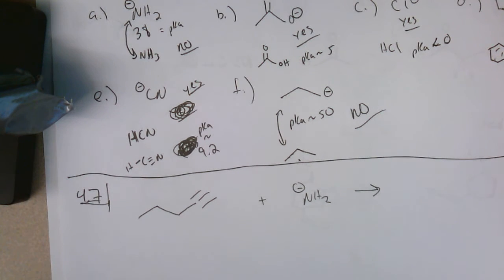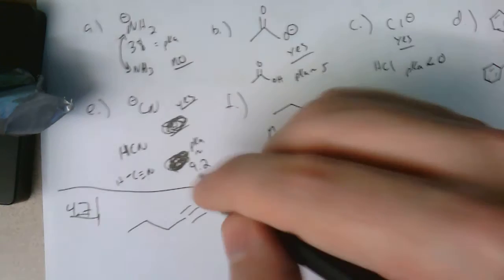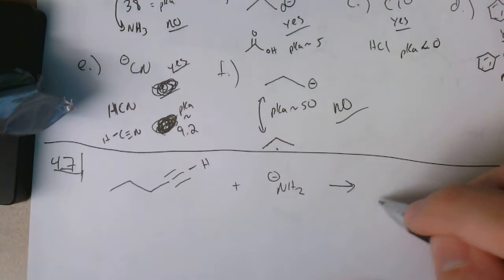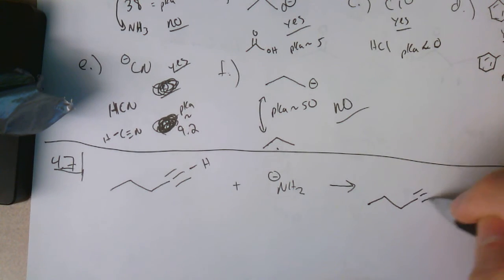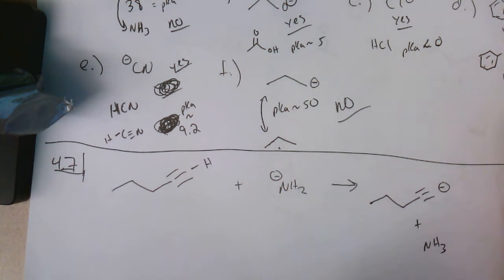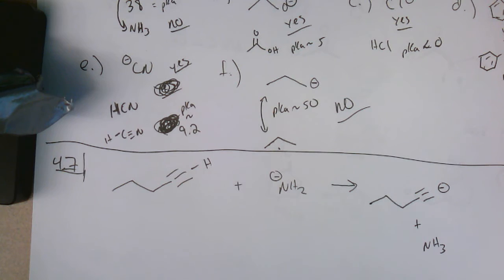Okay, next one, which is number 47, says draw the products of this reaction. So we're basically just pulling off this proton from this alkyne to make this acetylide ion and NH3 neutral. And then it says draw a free energy diagram, indicate whether it's endothermic or exothermic.